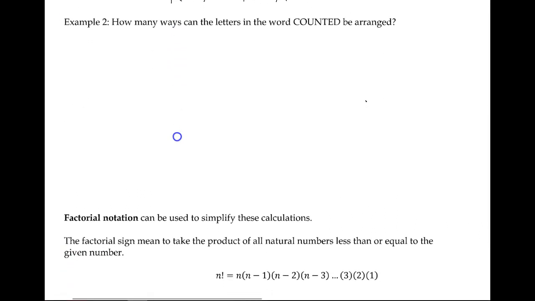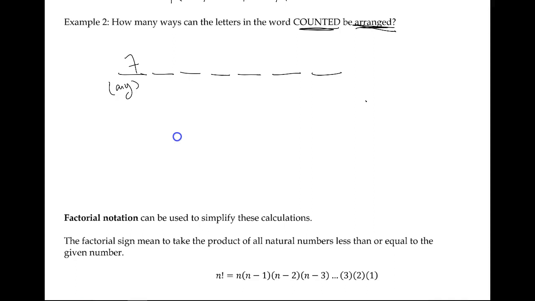So again, because I'm arranging all of these letters, I'm going to work with the assumption that I can't have repetition, to restrict my options. So counted has 1, 2, 3, 4, 5, 6, 7 letters, and I'm using all of them. To start with, I have 7 options. I could choose any of the letters.